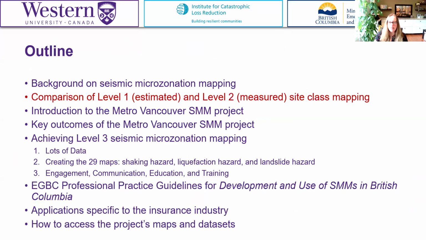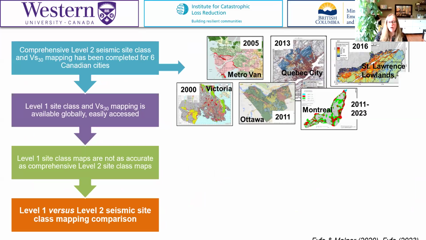So with that background, I thought it'd be interesting to give you a sense of, let's compare what you would get out of a level 1 type map compared to a level 2 type map. So I want to hammer home, what do you have available right now as an insurer in Canada? You could go online and you could access these region-specific site class maps for these 6 Canadian cities.